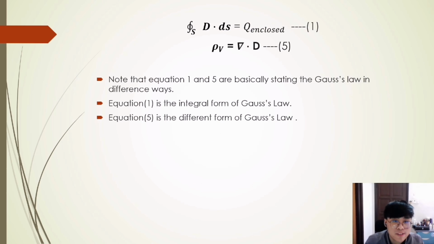Also, note that equations 1 and 5 are basically stating Gauss's law in different ways. Equation 1 is the integral form of Gauss's law, whereas equation 5 is the differential form of Gauss's law. But in this presentation, we will just focus on the integral form of Gauss's law and we will use it to calculate the electric field or electric flux density from different symmetrical charge distributions.